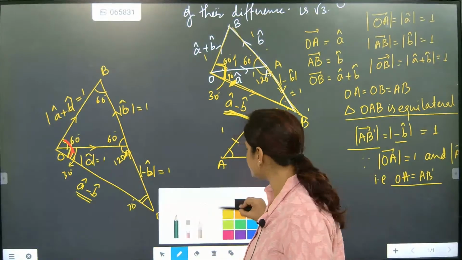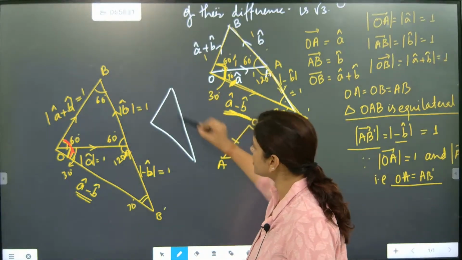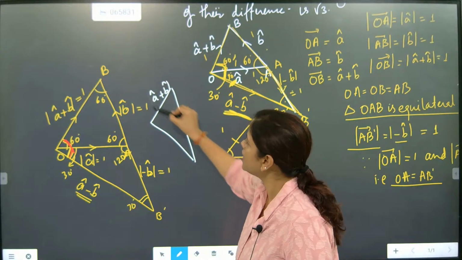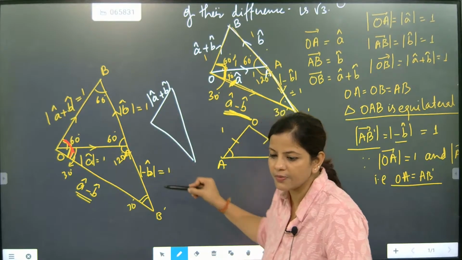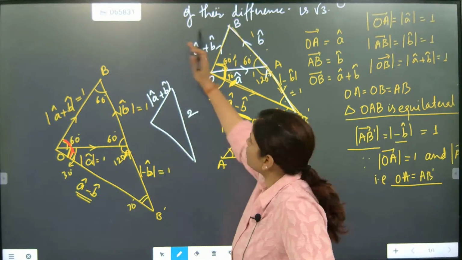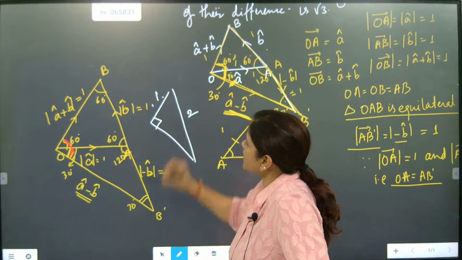The moment I am getting it as a right angle triangle, this part is the magnitude of A cap plus B cap, and this part is 1 unit, 1 unit. Total will be 2 units. So this part total is 2 units. Now we will write unit wise. And this part is 1 unit, and this is exactly 90 degrees.